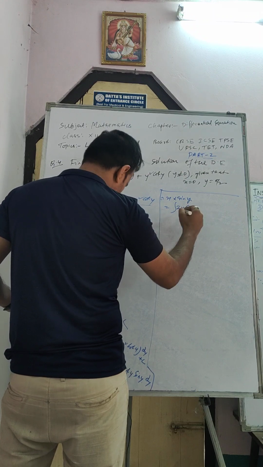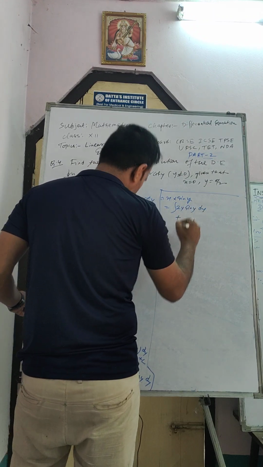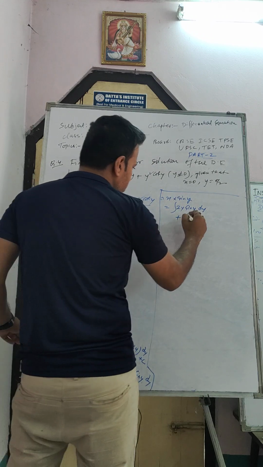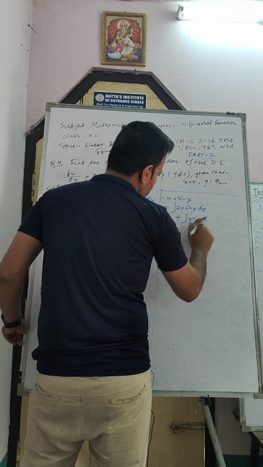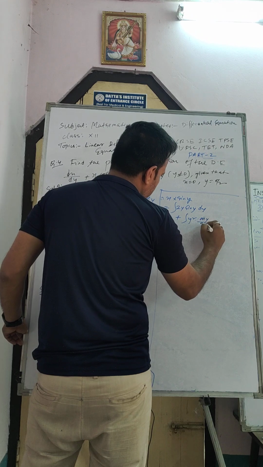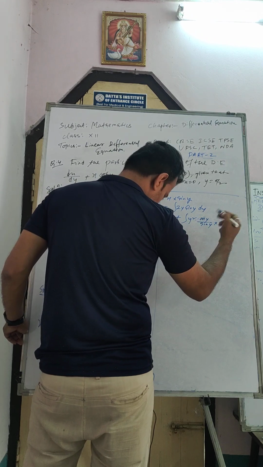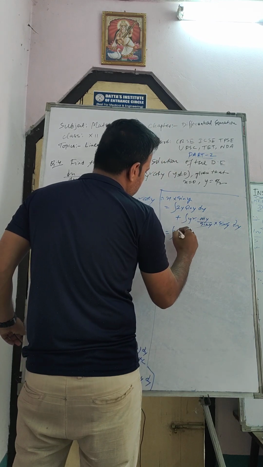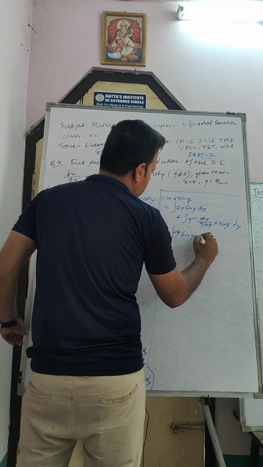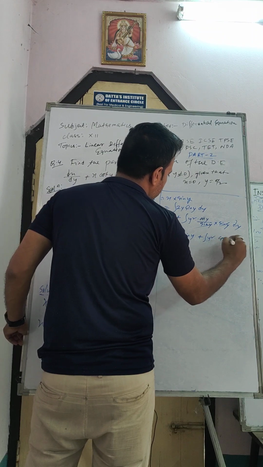2y sin y dy. It is equal to integration of y square cos y by sin y into sin y dy, which is equal to integration of 2y sin y plus y square cos y dy.